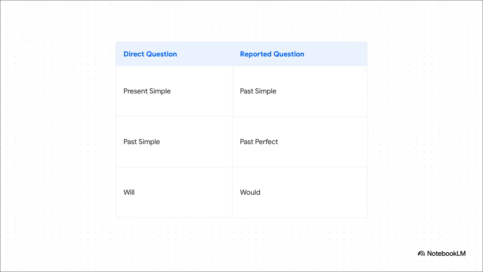The main idea is that you take one step back into the past. So if the question is in the present simple, like do you use it, you report it in the past simple, if I used it. If it's already in the past simple, did it go viral? You take one more step back to the past perfect, if it had gone viral. And the easy one will almost always just becomes would.